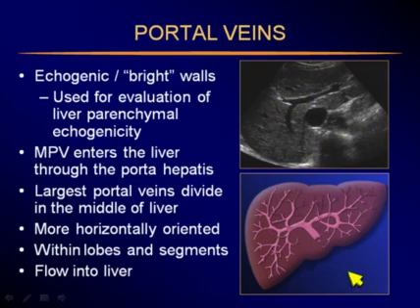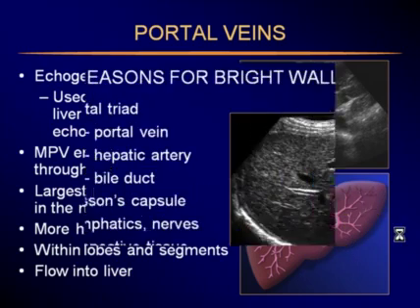What happens is the main portal vein enters the liver through the porta hepatis and almost immediately splits into a right and left portal vein. The largest portal veins divide horizontally approximately in the middle of the liver, and they supply lobes and segments, and they carry blood flow into the liver.